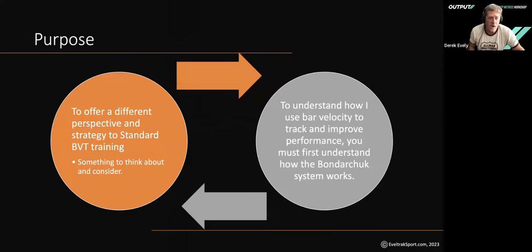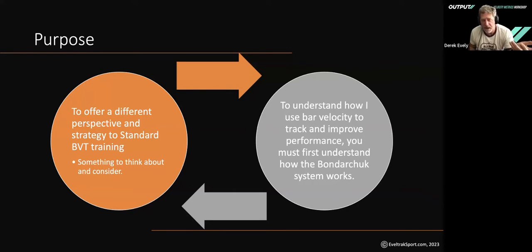All right. So the purpose of this is going to be, I'm just going to offer you a different strategy and perspective on how I use bar velocity or any kind of velocity in training, to be honest with you. Everything I talk about with bar velocity here, you could apply to anything that you can measure. And we'll talk about that as we get further into this.